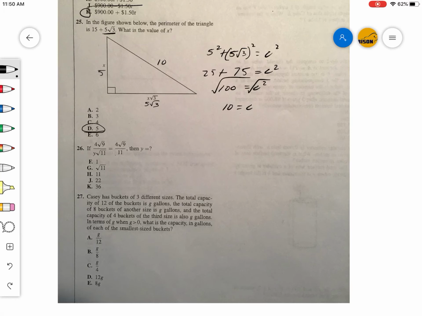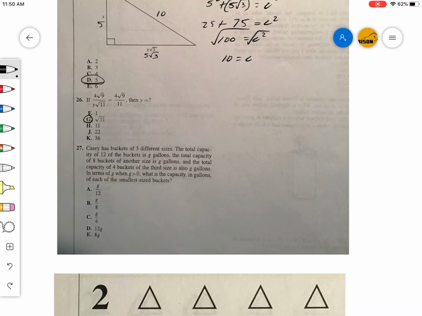Times square root of 11. All right, that outputs me 11, which is what I was looking for. So that one's a dead giveaway. If you remember rationalizing the denominator, when you multiply by the same thing, it takes the square root away because it's the square root squared, so that's what would output it. That one would have been a dead giveaway.